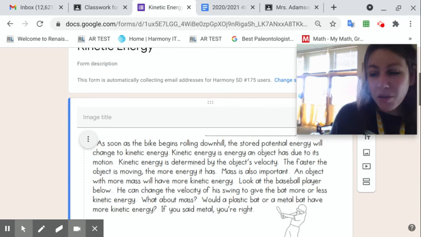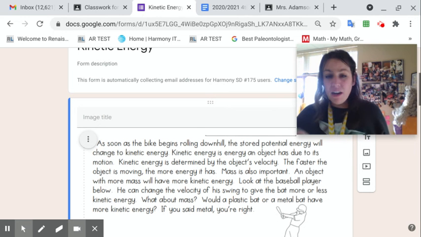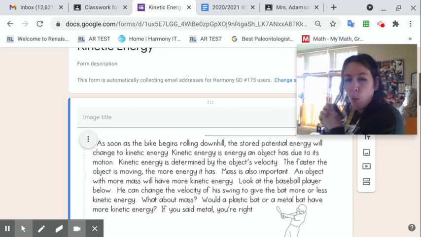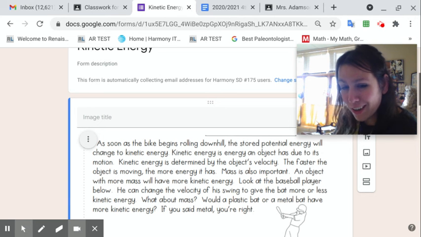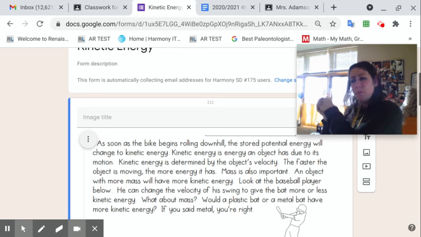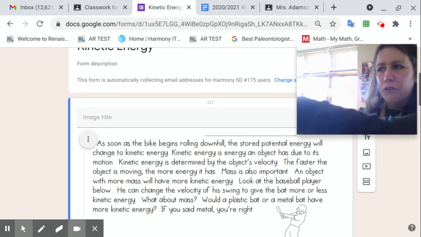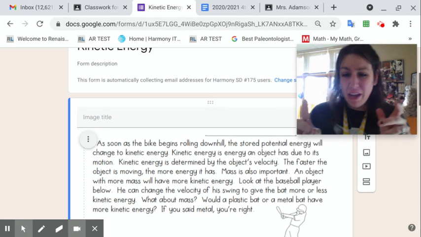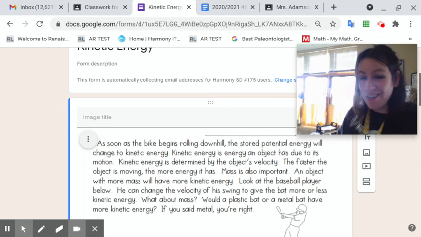Okay, so here's something I want you to think about. If you had a plastic bat or you had a metal bat and you were up to bat, which one would have more kinetic energy? Which one would be able to hit that ball further? Which one would have more stored energy based on its weight? Again, that's a plastic versus a metal one.